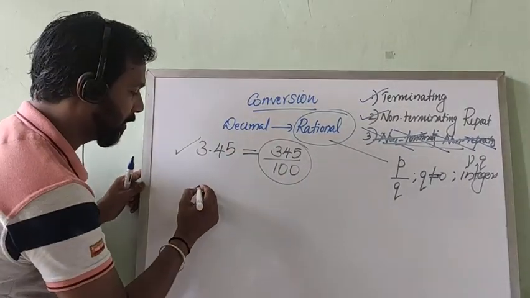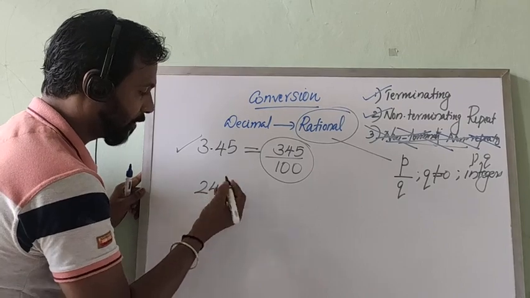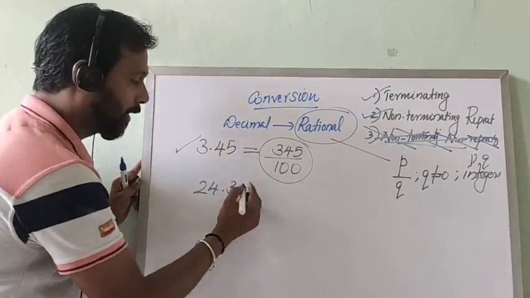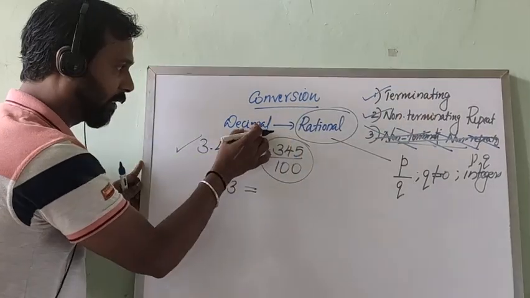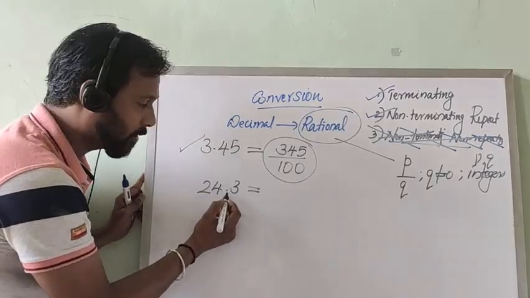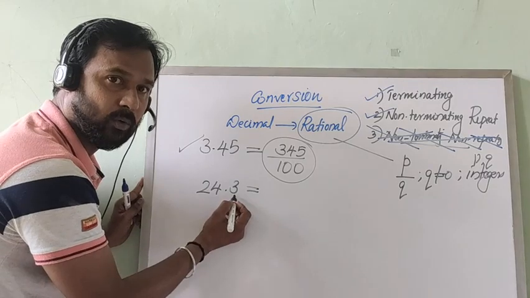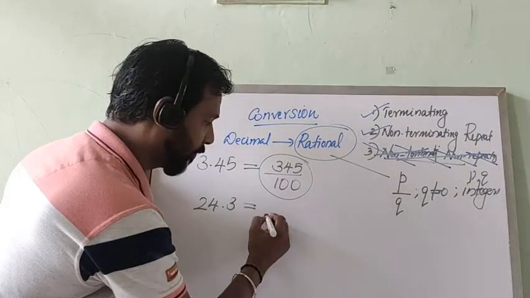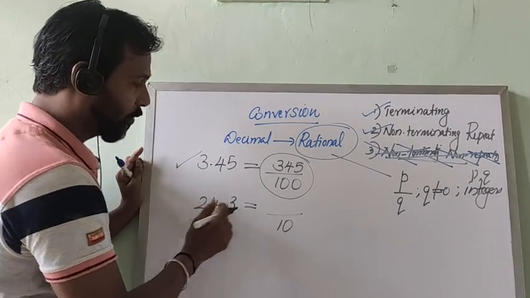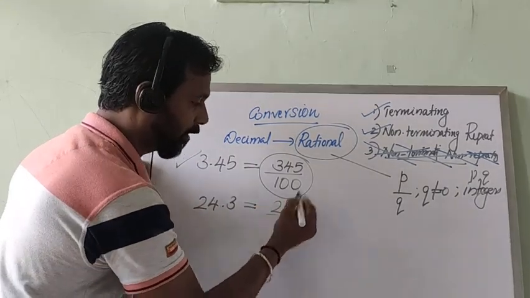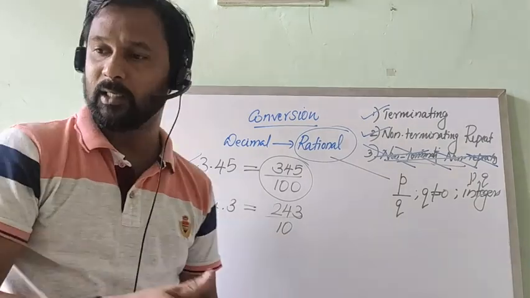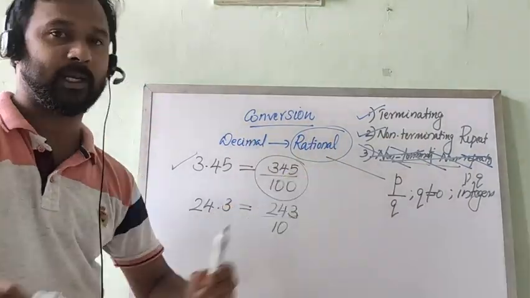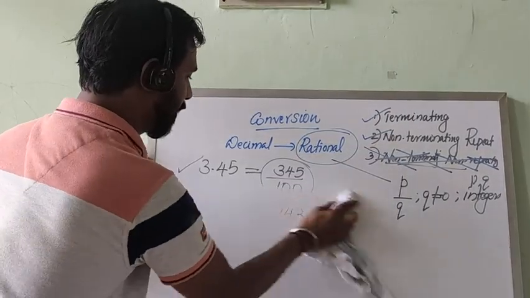Let us see one more example. Some 24.3 will do. See, again it is a terminating decimal. How many decimal places? Only one decimal place. So by which will you divide? Yes, very good. You will divide by 10. Good. So this is 243 by 10. So what I am saying is, it is very easy to convert a terminating decimal into a rational. Now let us move to the next one.